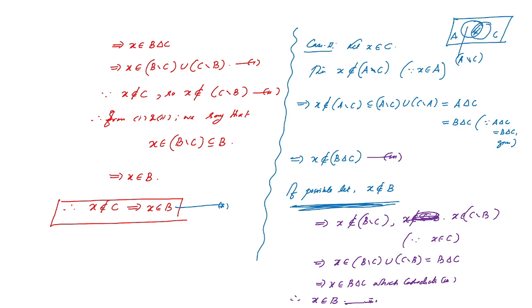This is a double star. So in both cases, what have we proved? If X does not belong to C, then we have proved X belongs to B, and if X belongs to C, then again we proved X belongs to B. So combining case 1 and case 2, what do we conclude? We conclude that X belongs to B in both cases.